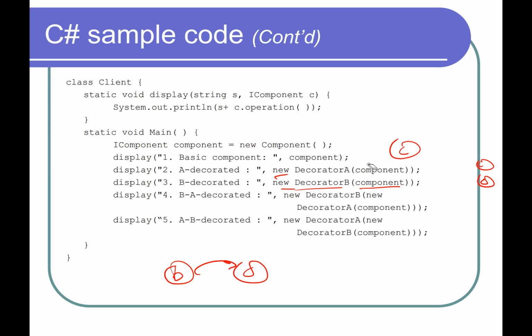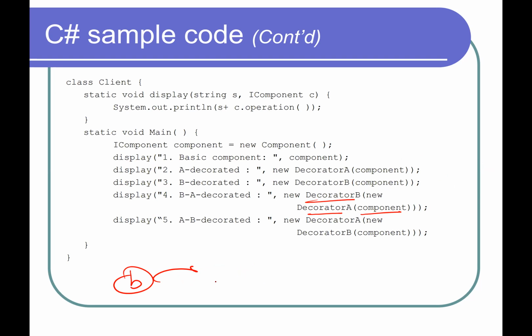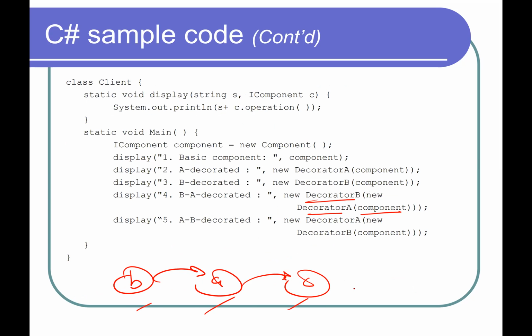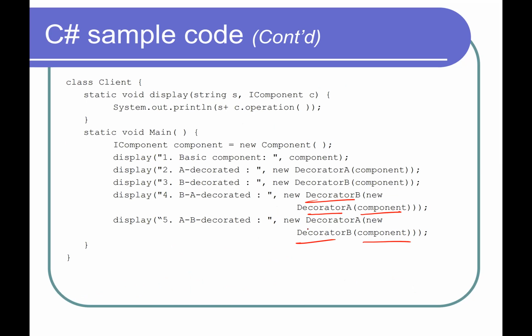Exactly. Now let's switch it up a little bit. Example number 4. This is my C decorated by an A, decorated by a B. So I have a B pointing to an A, pointing to a C. So that actually prints this first, this first, this first. So I am walking and listening to school. Whereas this last one is the opposite. I have a C inside of a B, inside of an A.